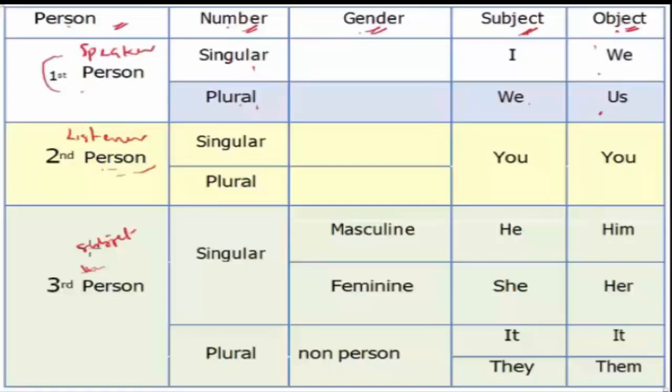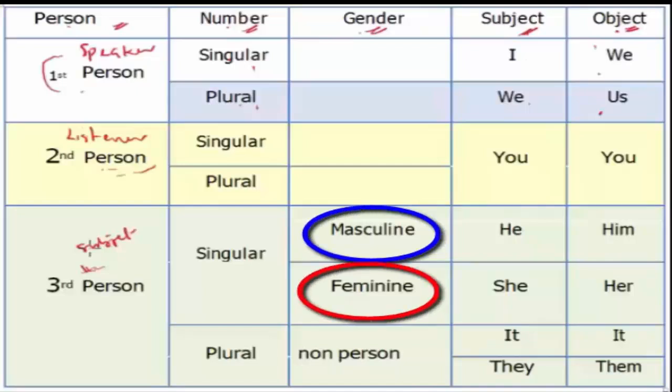So in pronouns you have person, and then when you talk about number you are referring to singular or plural. For gender, masculine and feminine. You have pronouns that are used for male, and pronouns that are used for female. That is what we mean by masculine and feminine.